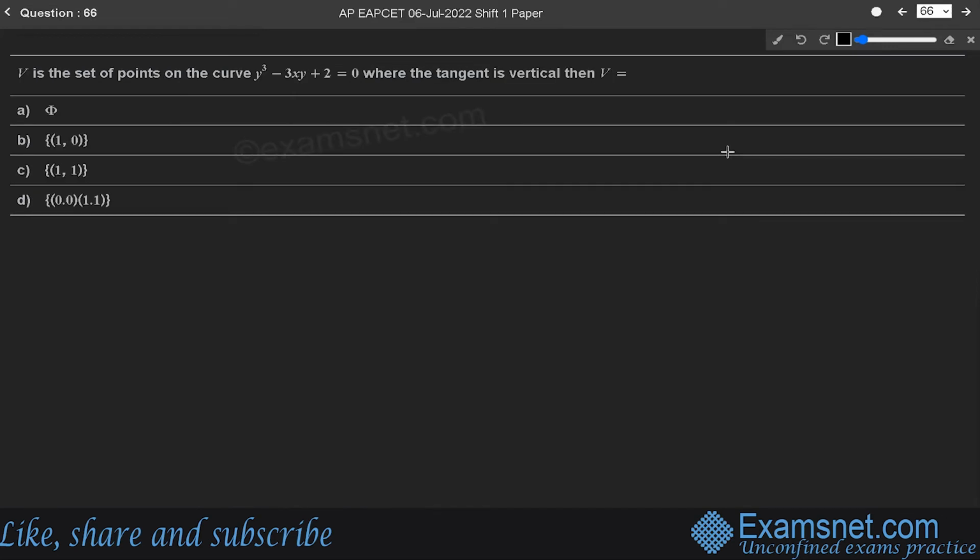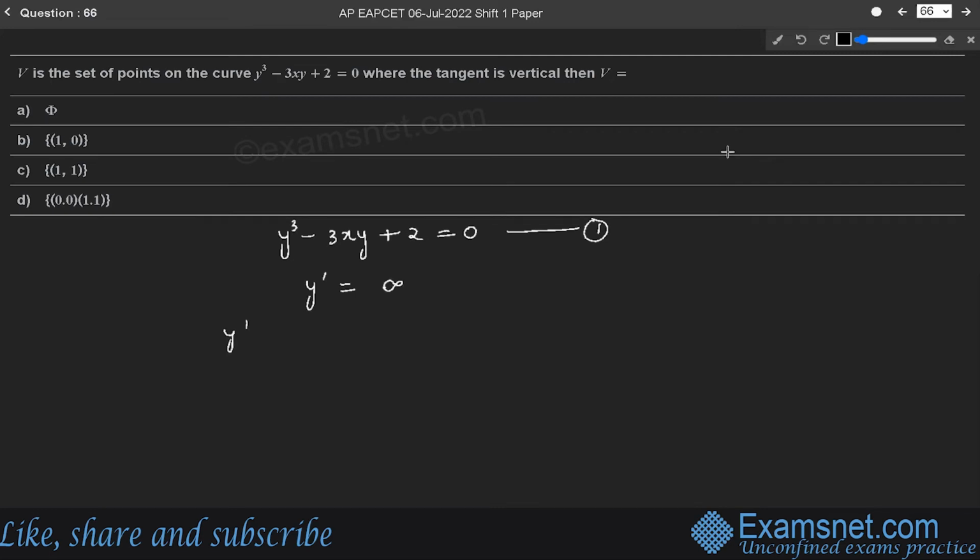Next question is, V is the set of points on the curve y³ - 3xy + 2 = 0, where the tangent is vertical, then V is equal to. Let this be equation number 1. We know that V is the set of points where the tangent is vertical. It means that the slope of the tangent is infinity. It also means that y' will be equal to infinity. So first we will find y'.